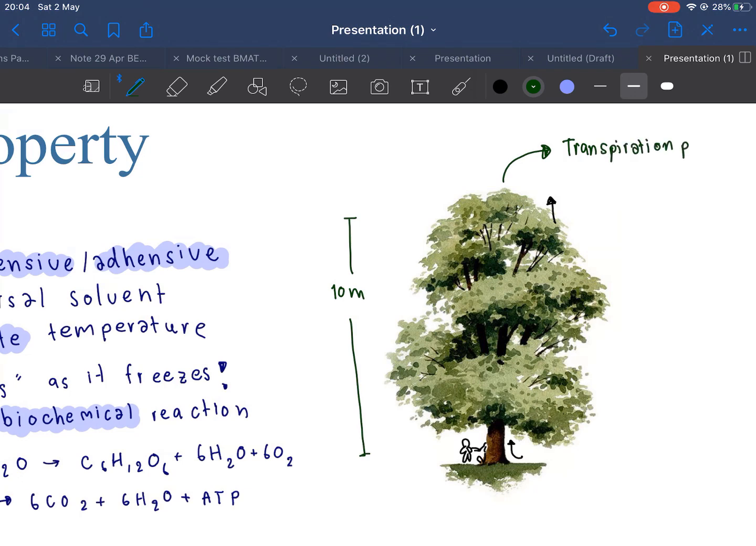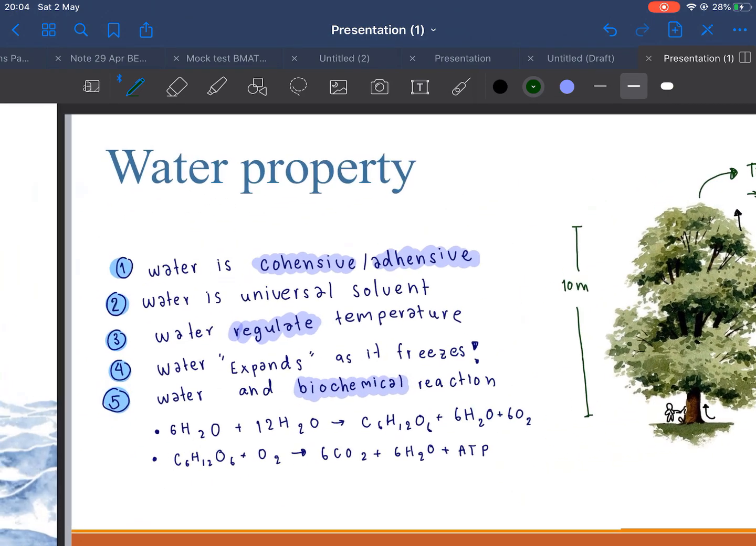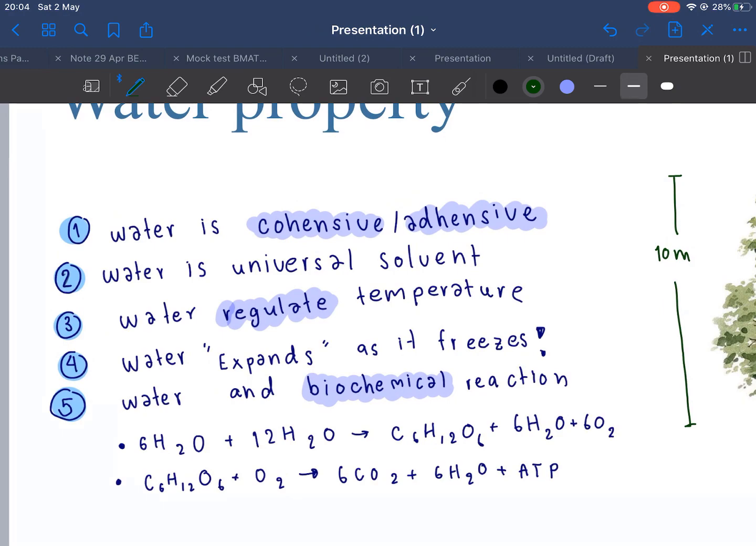And that transpirational pull have to work for cohesion and adhesion, working together, just like climbing. There we go. Another property that we have to know is water is a universal solvent.